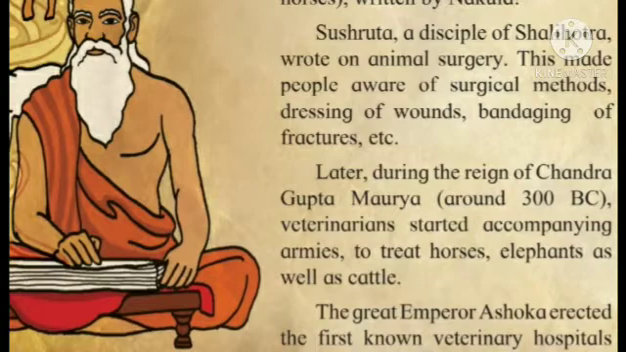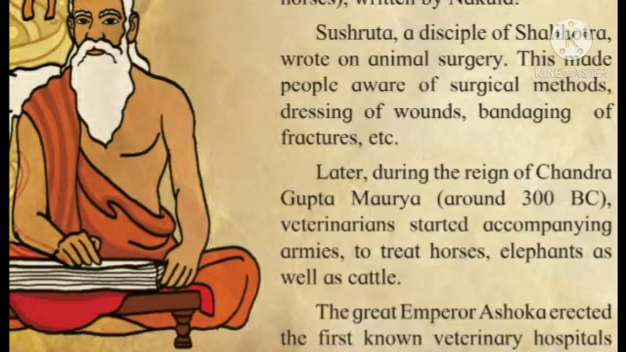So he has noted down all the methods of surgery, dressing of wounds. Wounds means an injury to living things which cuts below the skin, typically in which the skin is cut or broken. So here Sushruta has written the methods of surgery, how one can do the dressing of wounds, bandaging of fractures, etc.